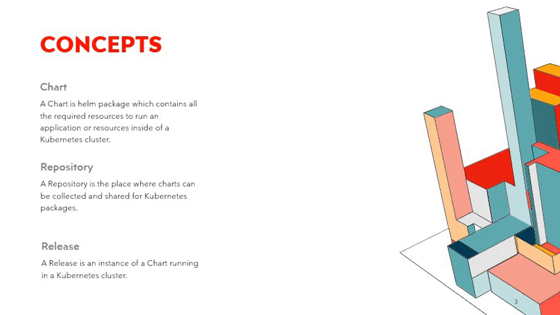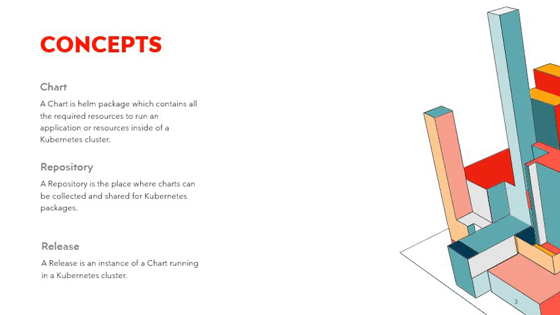A repository is the place where charts can be collected and shared for Kubernetes packages. So basically, just like all other public repositories like GitHub, or yum in Linux, apt in Debian-based Linux, Helm also has a place which is called a repository where all the charts can be collected and used for building the application in Kubernetes.